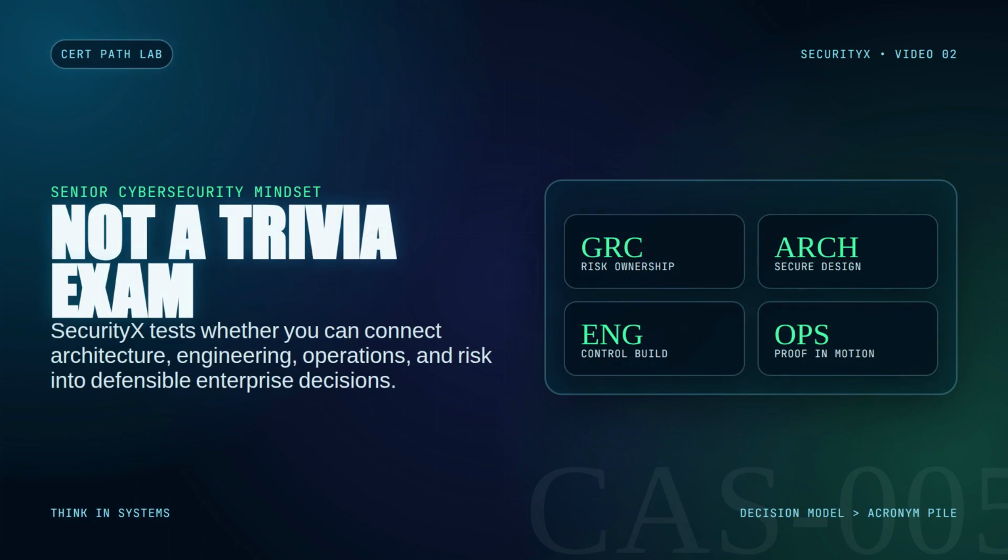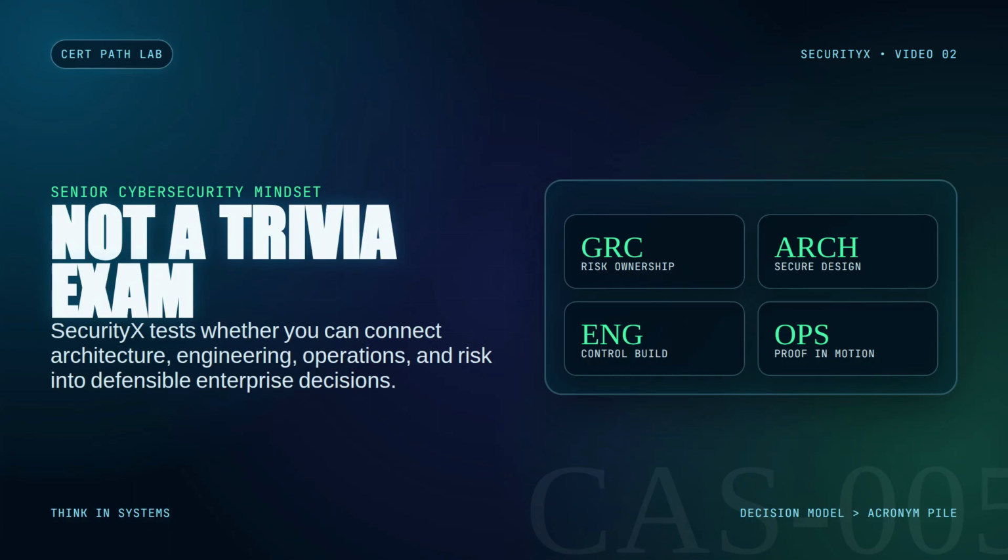CAS-005 is not testing whether you can collect the biggest pile of cybersecurity acronyms. It is testing whether you can think through enterprise security decisions at a senior level. That means architecture, engineering, operations, risk, compliance, cloud, identity, automation, cryptography, and incident response do not live in separate boxes, they connect. And that is the point of the exam.